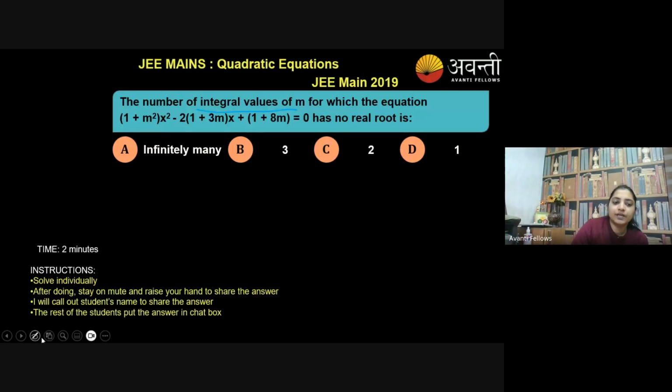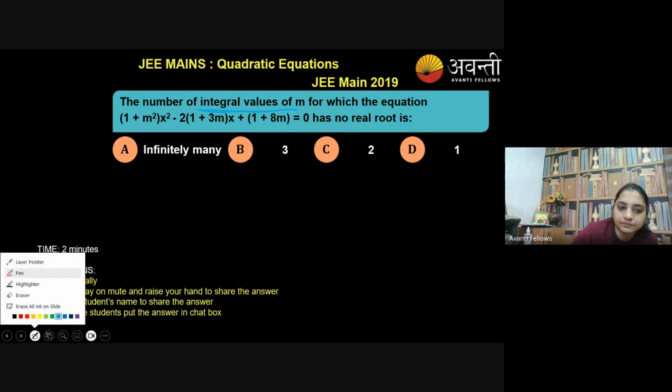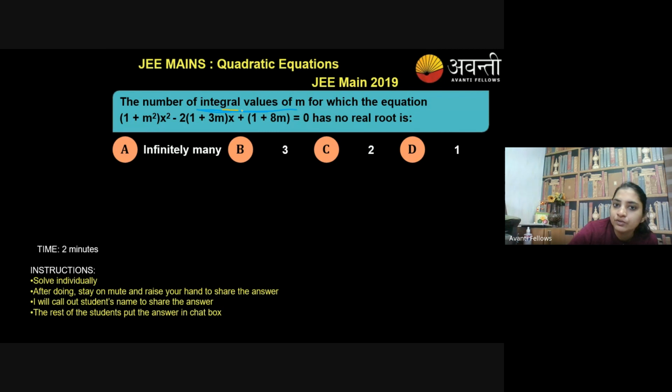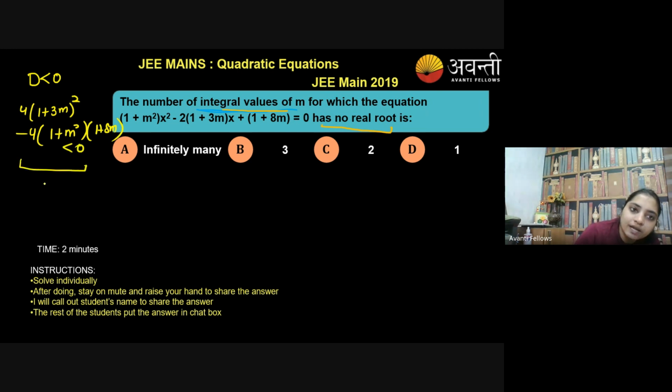So there was a question in JEE Mains related to this nature of roots. The question was: the number of integral values of m for which the equation has no real roots. Dear student, what hint does this no real roots give you? If no real roots, it means D should be less than 0. It means 4 into (1 plus 3m) whole square minus 4 into (1 plus m square) into (1 plus 8m) is less than 0. We will just solve this inequality and calculate m.